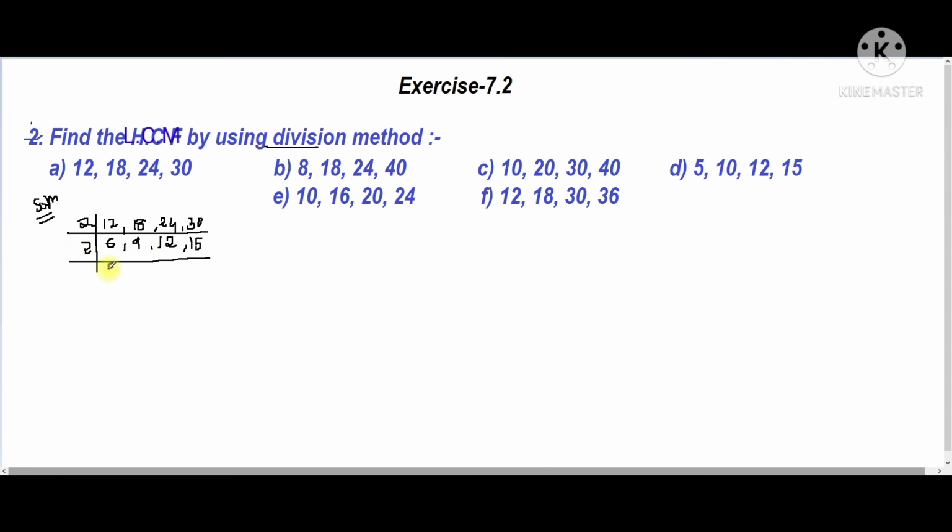So how many times does 2 go into 6? 3, 3 twos are 6, and then we have 9, so this 9 can't divide by 2, so we'll write the same. This 12 can divide by 2, so 6 twos are 12, and here 15 we will write the same because you can't divide by 2. Now next we'll divide by 2 again because one number can be divided by 2, that is 6. Okay, and the other numbers we can't divide by 2, so I will write the same. So you see here we have written 3, 9, and there 3, 3 and 6, and 15 we will write the same. Okay, so now these numbers are divided by 3.